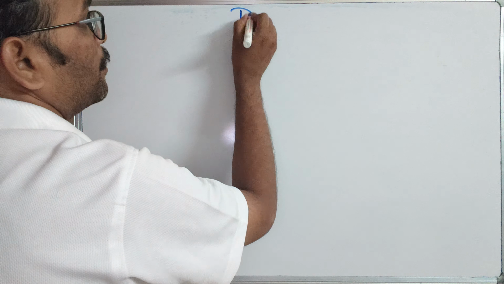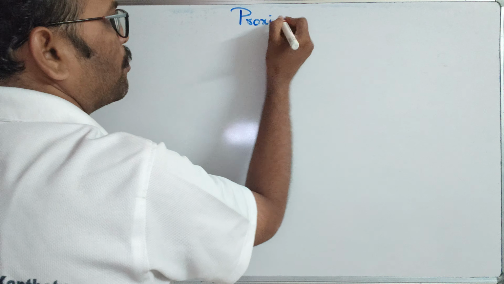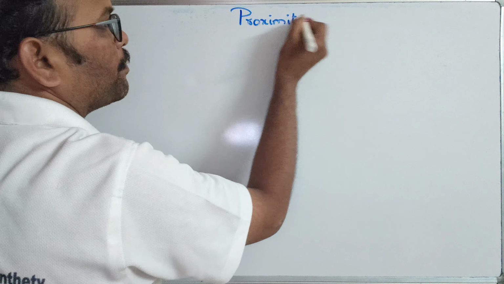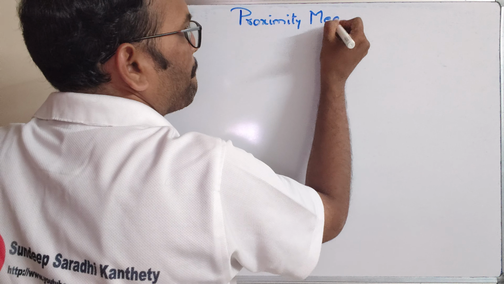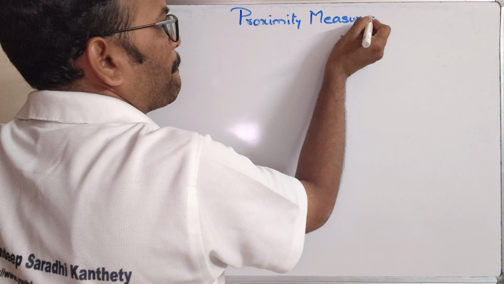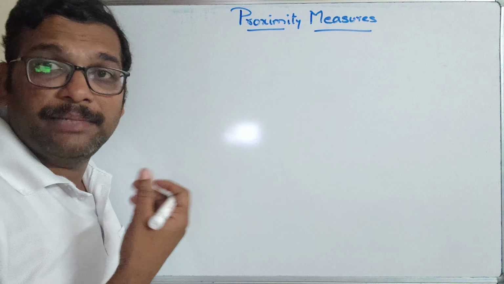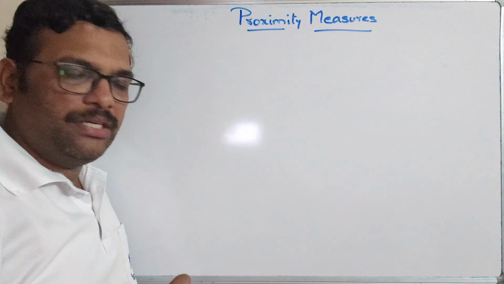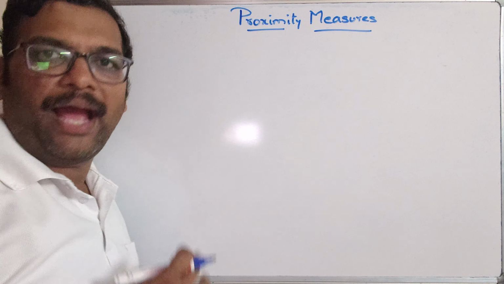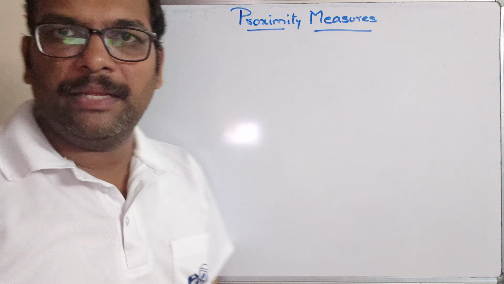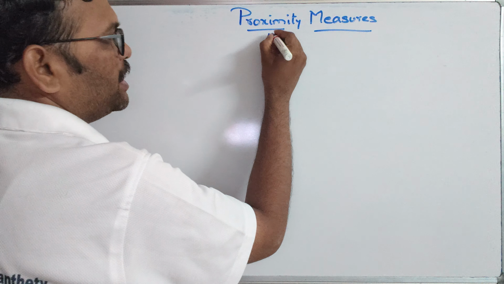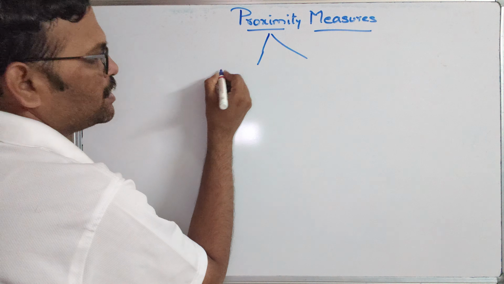So today we'll see one more concept in our machine learning, that is proximity measures. So here the word proximity means similarity. So in machine learning, the basic part we have to know is the proximity measures. So this proximity means answering two questions.